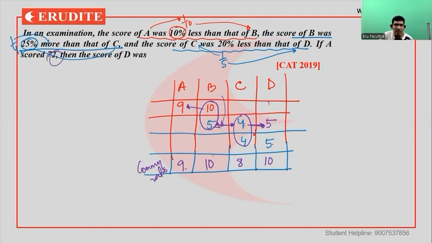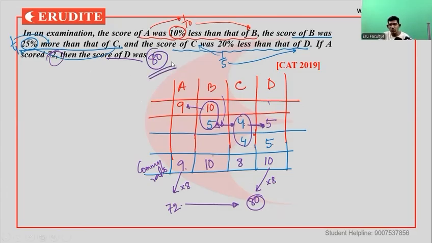Now the question says A is 72. If A's real value is 72, which means it becomes 8 times, then what is the score of D? D will also become 8 times. So D will become 80. So if A is 72, D will be 80. So that is my simple answer, 80. This is the approach you can remember and apply when you have multiple ratios or multiple percentages to compare.